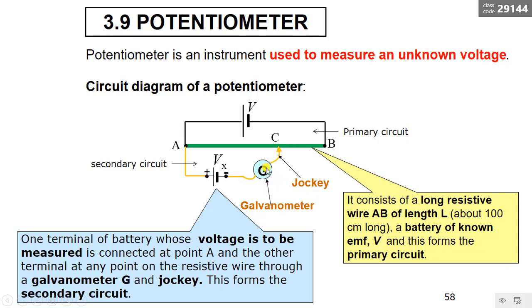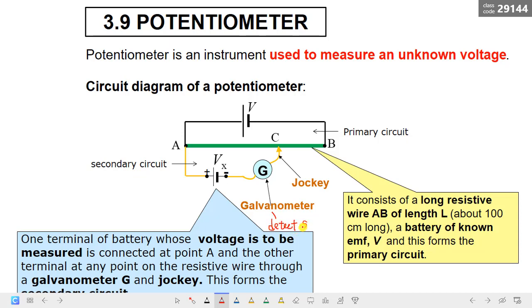So basically, a potentiometer has a primary circuit and a secondary circuit. The function of the galvanometer is to detect small current. So what is the purpose of connecting a galvanometer in the secondary circuit? It is used to detect small current.